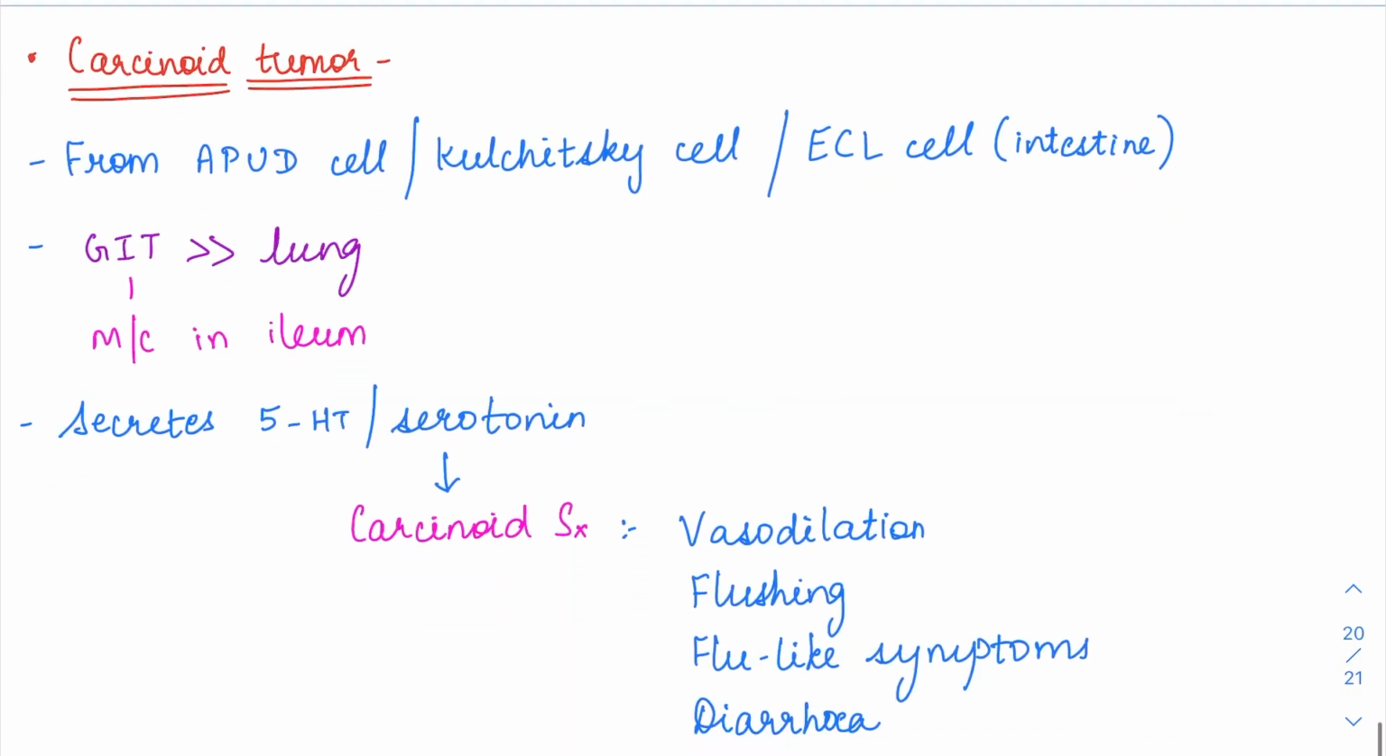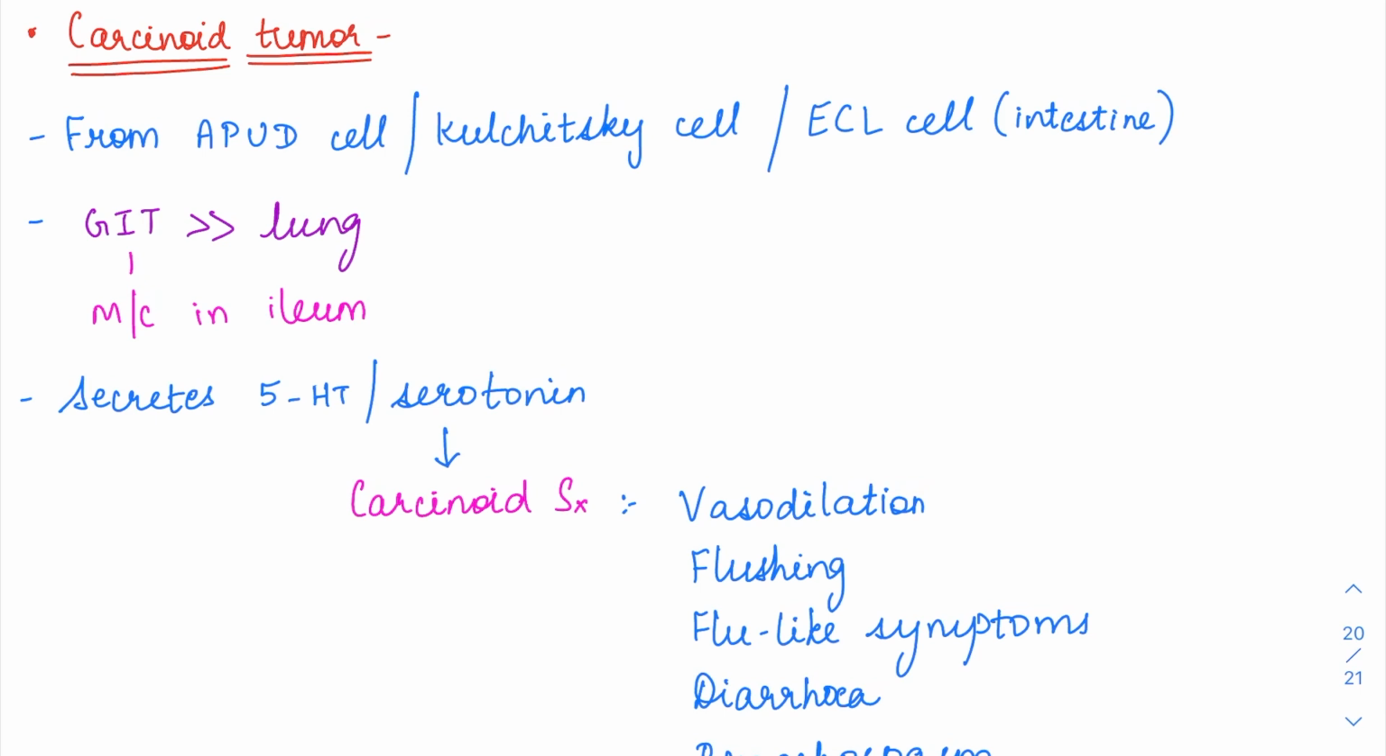Okay. So the last tumor will be carcinoid tumor. Carcinoid tumors are again neuroendocrine tumors which are low grade. We have two grades in that, grade 1 and grade 2. Grade 1 is going to be called typical carcinoid. Grade 2 is going to be called atypical carcinoid. The origin of these cells will be APUD cells, which are amine precursor uptake decarboxylase cells, also called Kulchitsky cells, or enterochromaffin-like cells in the intestine.